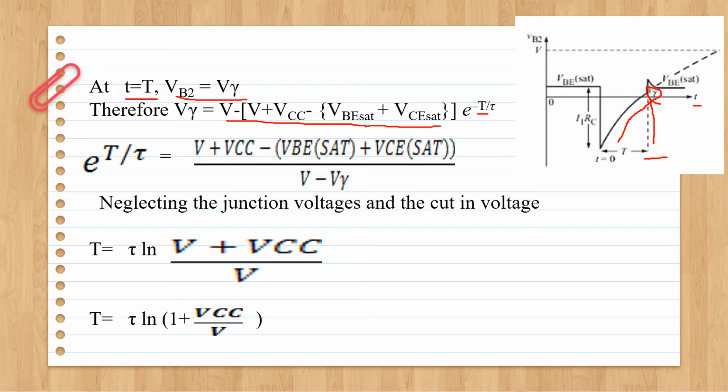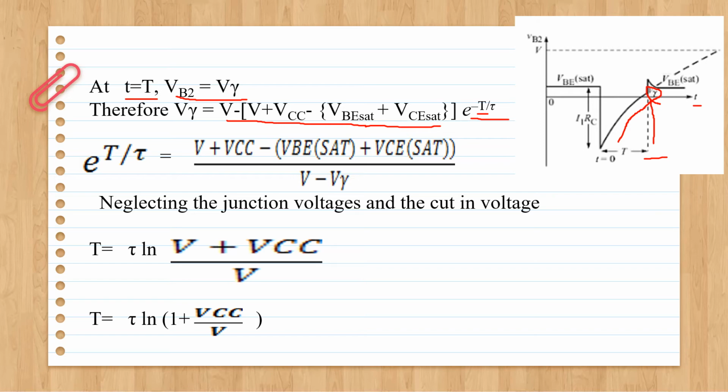Now write the expression for e power T by tau as the subject. Just bring this term to the left side and rewrite the expression. You will get this expression: V plus VCC minus VB sat plus VC sat by V minus V gamma.